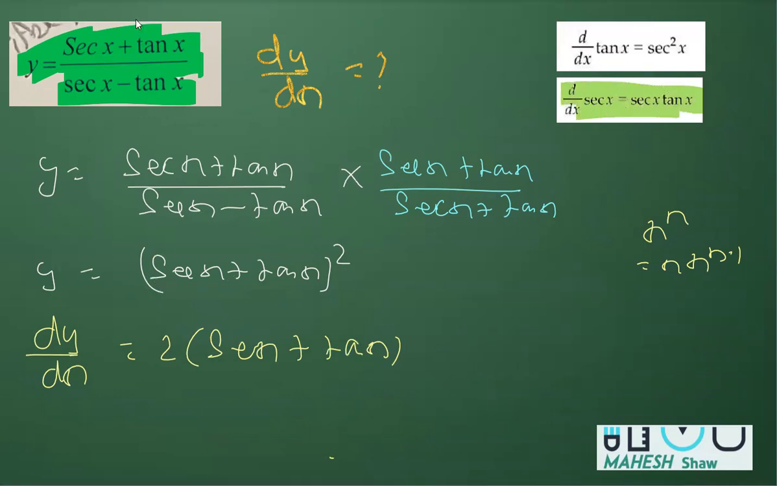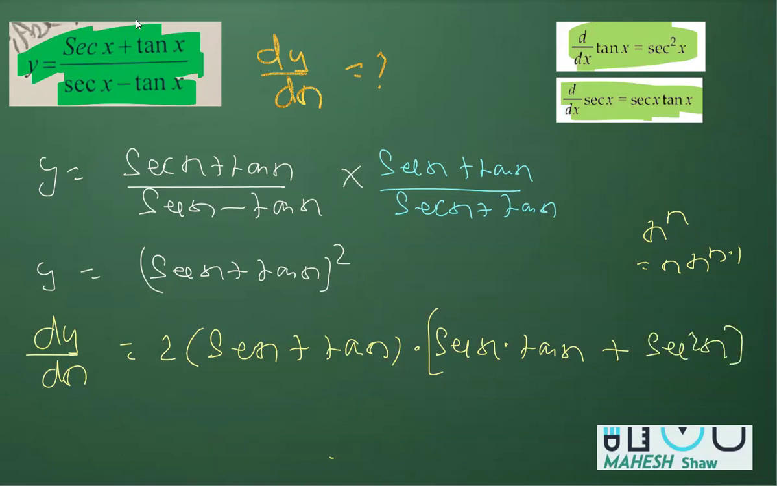As you can see, sec x differentiation is sec x tan x. So that is equal to sec x into tan x, that's by chain rule, plus tan x differentiation is sec square x. Tan x differentiation is sec square x. So this is the main derivative part.